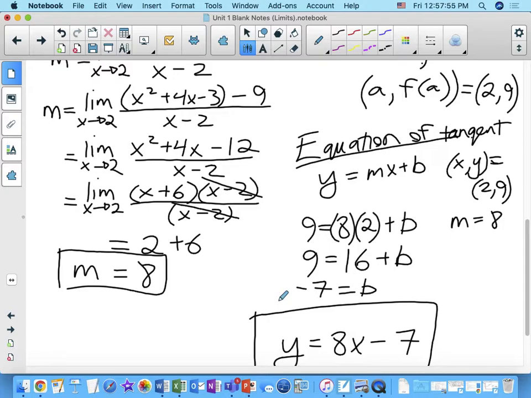So A is always going to be a number. A and f of A will always be a specific number. And x and f of x will always be variables.